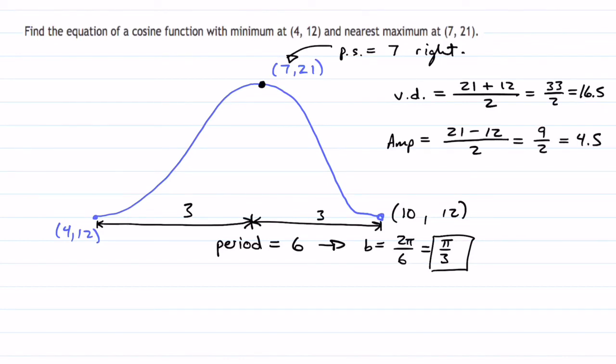And now we have everything. We got the vertical displacement, the amplitude, the phase shift, and the period. We can write the equation. y = 4.5 cos(pi/3 (x - 7)) + 16.5, so that this goes 7 to the right.